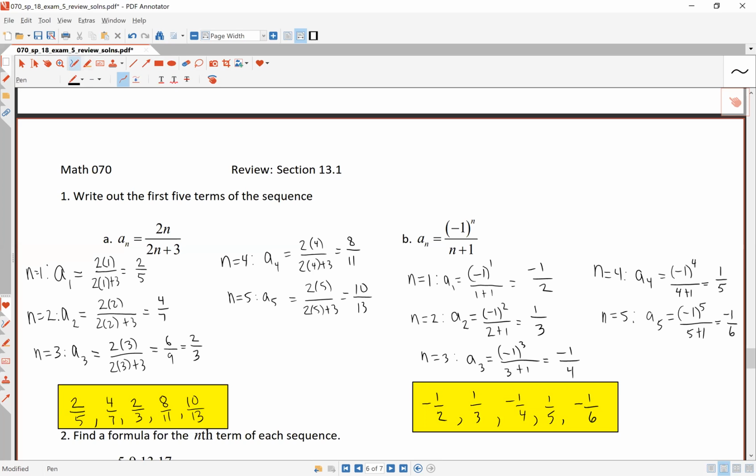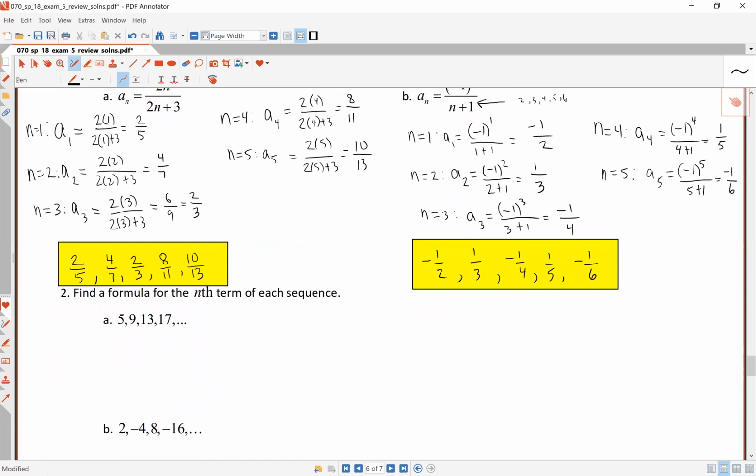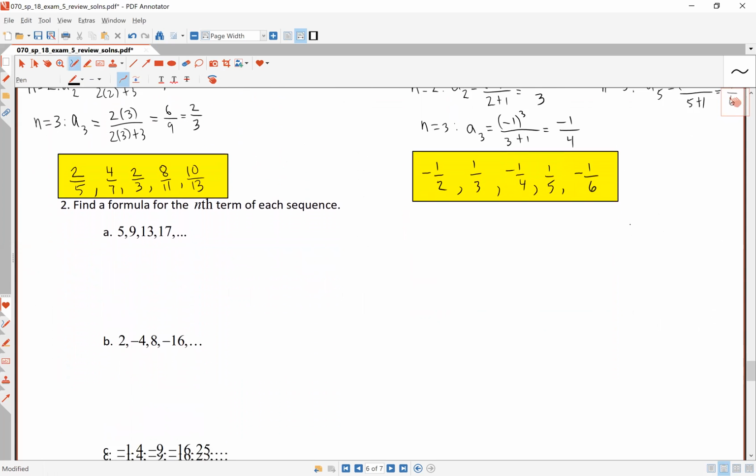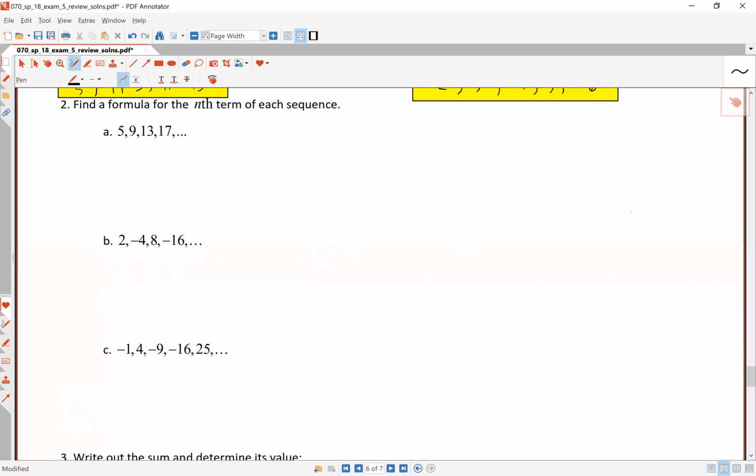So we recognize the alternating negative, positive, negative, positive, negative is coming from the -1 to the n. The n plus 1 is the fact that the denominators go 2, 3, 4, 5, 6. Because when we go the other way, finding a formula, we need to recognize patterns like that.